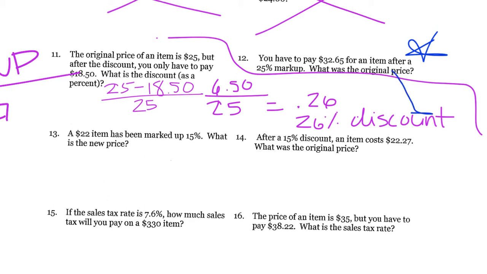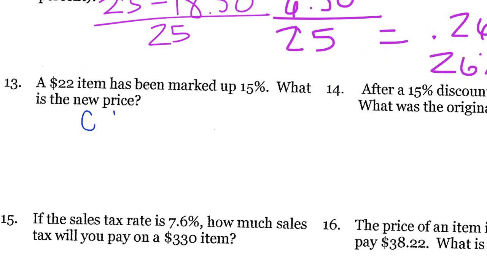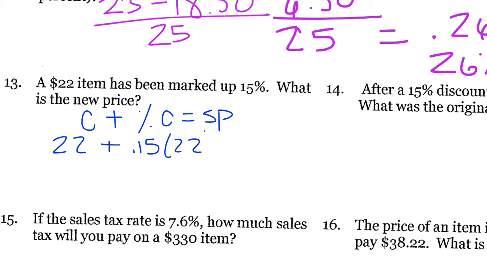All right, we've got a $22 item that has been marked up 15%. What is the new price? This is the equation of cost plus the percent of the cost is going to give me that sale price, that new price. So the original cost is $22 plus 15% of the $22. Remember, this is how much that store wants to make. So then we add that up. But we first have to multiply.